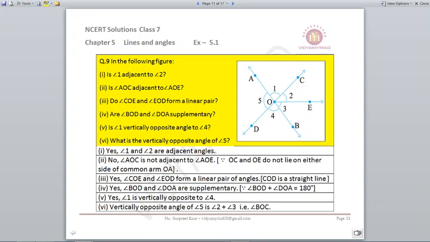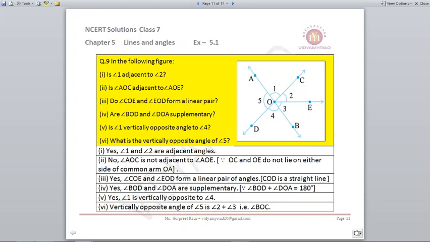Are angle BOD and angle DOA supplementary? So what is the property of supplementary angles? Their sum should be equal to 180 degrees. They are forming on a straight line, so we can say yes, they are supplementary angles. Now, is angle 1 vertically opposite to angle 4? If you look at angle 1 and look at angle 4, they are totally opposite to each other and they are equal. So we can say that yes, angle 1 is vertically opposite to angle 4.